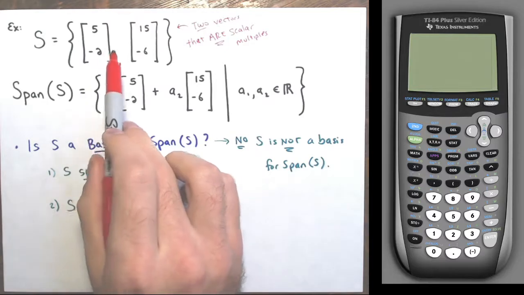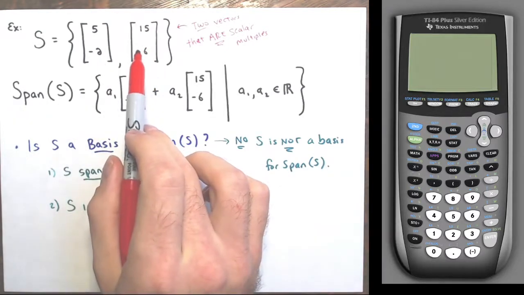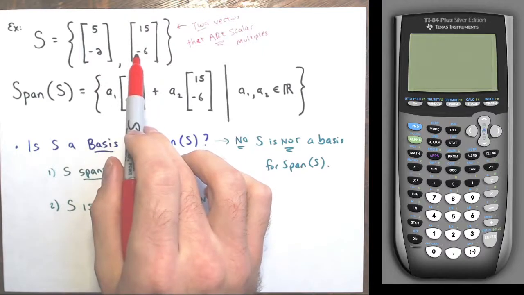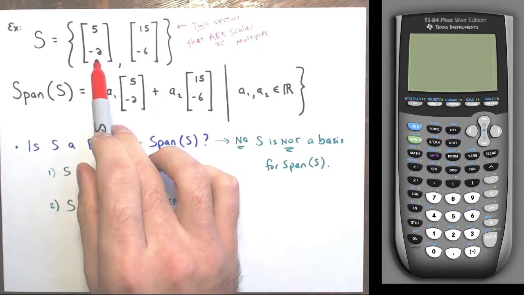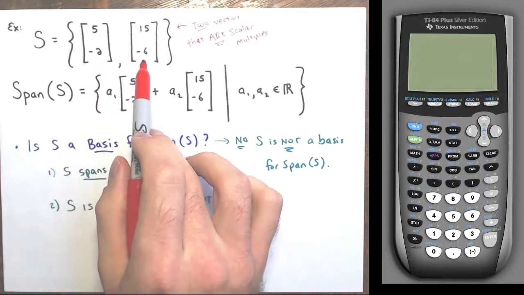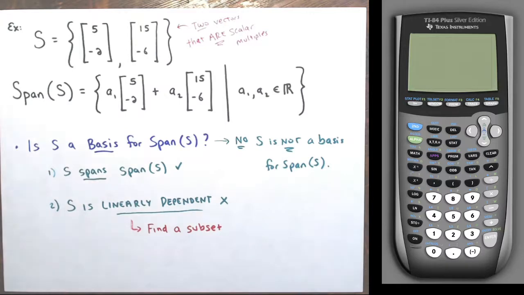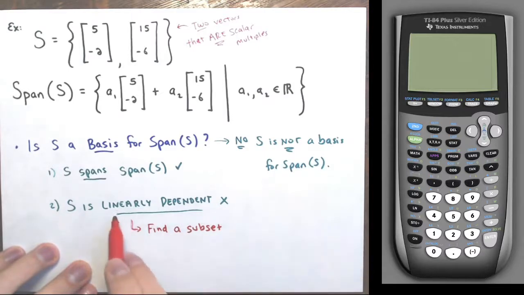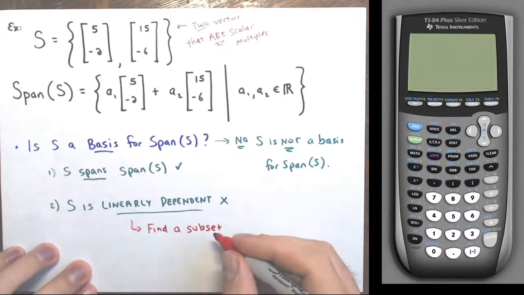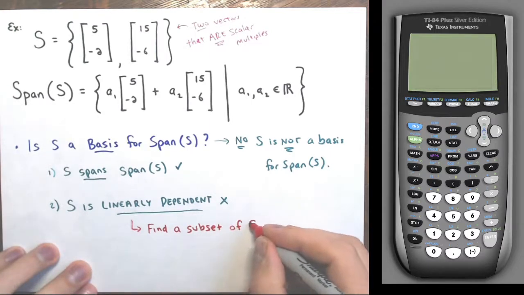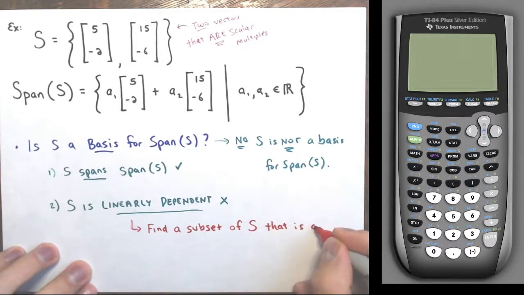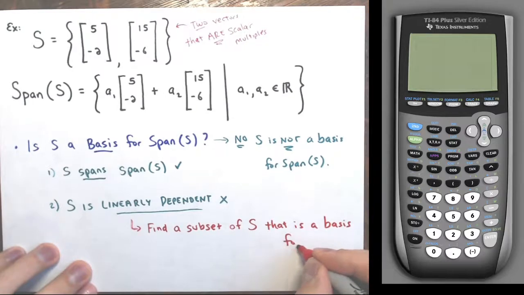Now this has two vectors, so a subset of S could be the two vectors, but I've already looked at them, or just the set with (5, -2), or just the set with (15, -6), or the set with no vectors, but you're not going to come across vector spaces with no vectors as a basis. So since S is not a basis for the span of S, we're going to be finding a subset of S that is a basis for the span of S. Oops, span of S, not the span of 2.